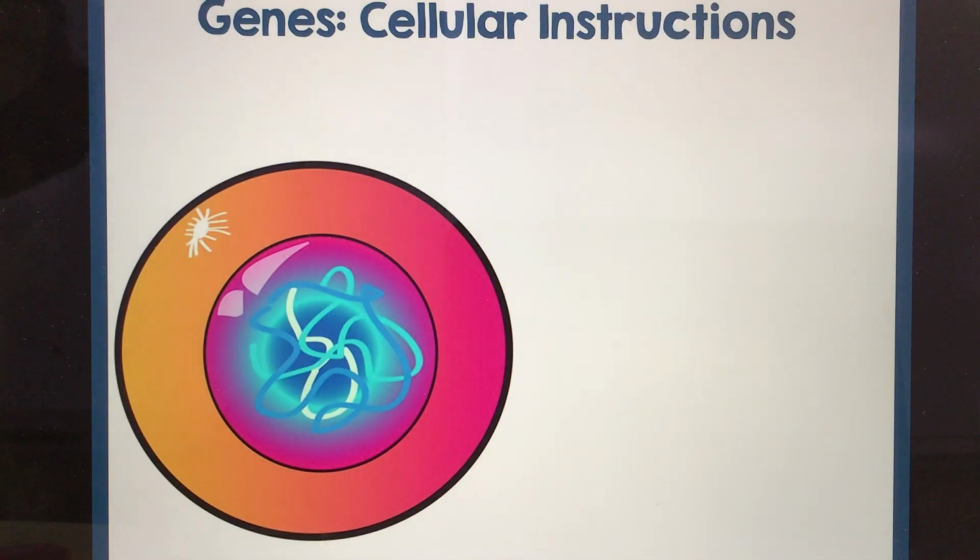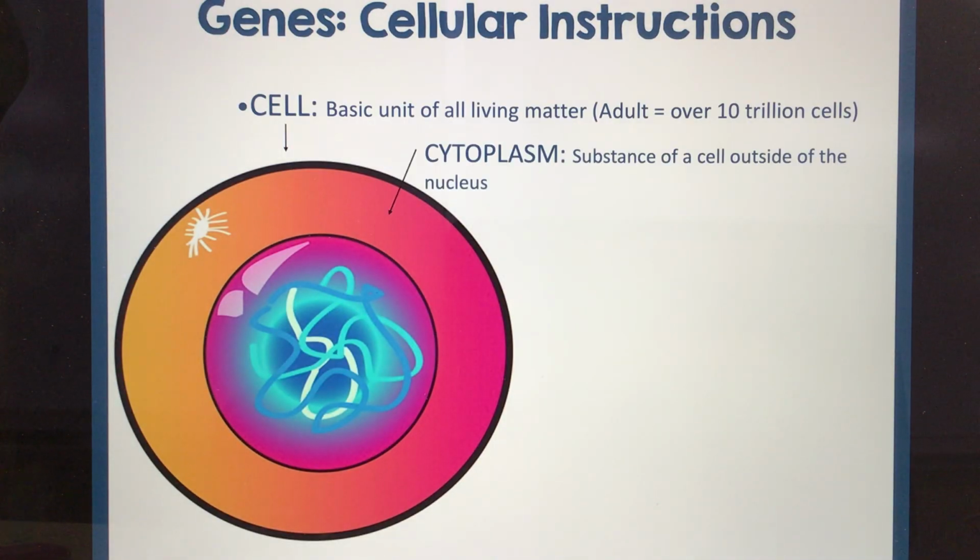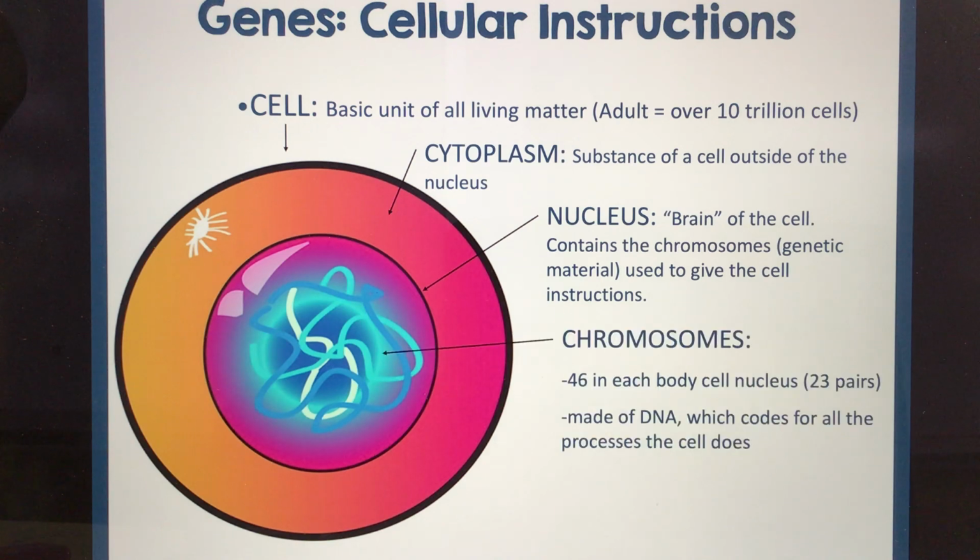All right, we'll get back to a little bit of biology. Okay, we're going to skip these. We already talked about the nucleus and different chromosomes. This isn't necessarily on your doodle notes, I just wanted to briefly touch on the chromosomes more specifically. We have 46 total chromosomes, 23 different pairs. They're made up of our DNA, which codes for all the processes that the cell does. So the chromosomes are responsible for the processes of the cell.